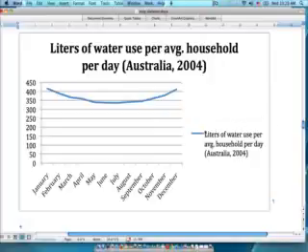So now here we can see that our y-coordinate is talking about the liters of water used per average household per day. And we can see that the figures are up around 400, between 400 and 350 liters per day in Australia in 2004. Along the x-coordinate, we have the months January to December. And there's nothing super outstanding about the graph itself. As you can see, it just makes a minor depression, and then raises again towards the end of the year.